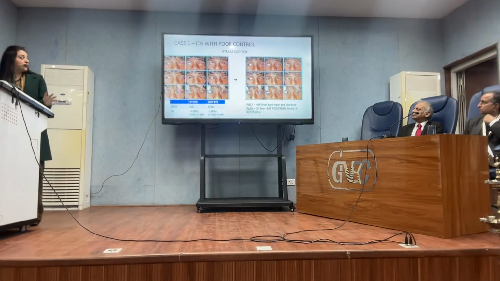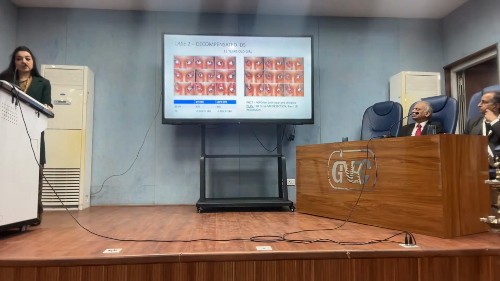Then we have a case of a 9-year-old boy who had IDS but a very poor control, and he was 6/6 in both eyes. Also to note, the most common refractive error associated with IDS is astigmatism. He was 6/6, best corrected vision, and he was operated. He was 40 PD for both near and distance. There was no near distance disparity. A 5 and 8 MR resection, LR resection was done, and the patient was ortho. So here the indication of surgery was because he had poor control.